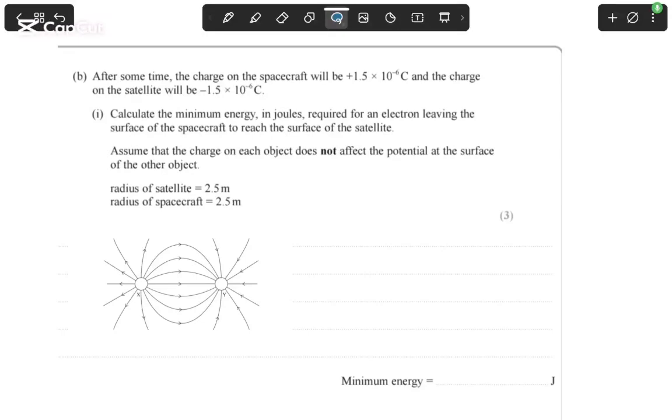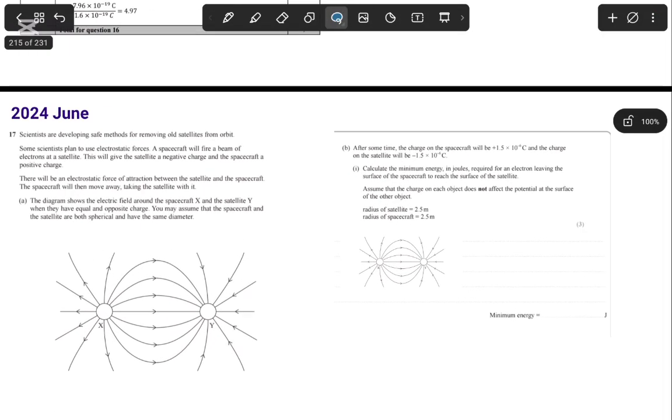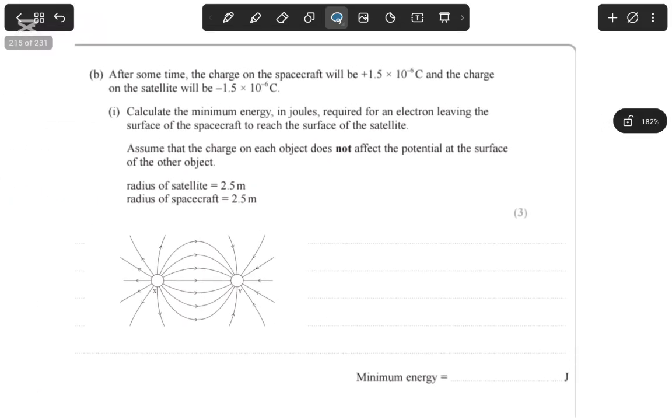Welcome back to the exam walkthrough. We're going to be going through question number 17, 2024, June, part B. So let's continue it now.